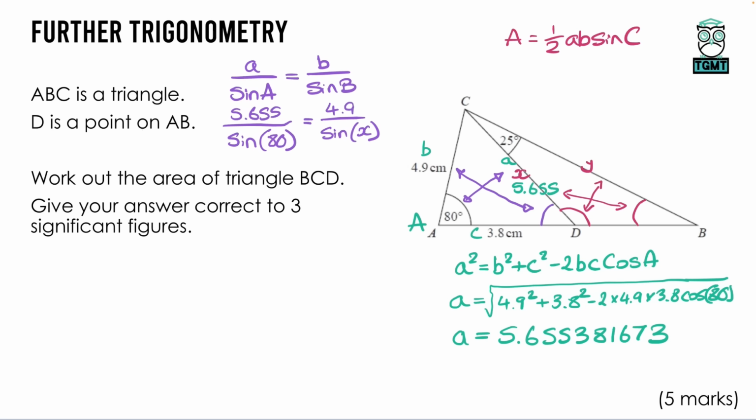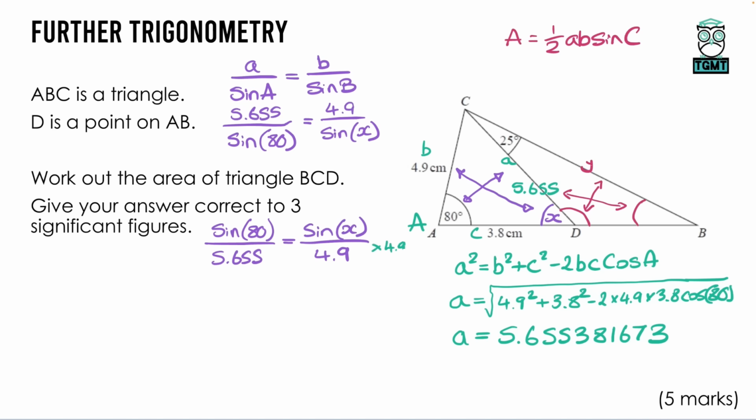So we have sine 80 over 5.655 is equal to sine x over, and let's just go with the 4.9. There we go. I've labelled that x. I should probably get rid of the x now because I don't want us to get confused with the side length. Now we're trying to find this angle, so we'll call that x. Now we can rearrange this. To get sine x on its own, we need to multiply both sides by 4.9.